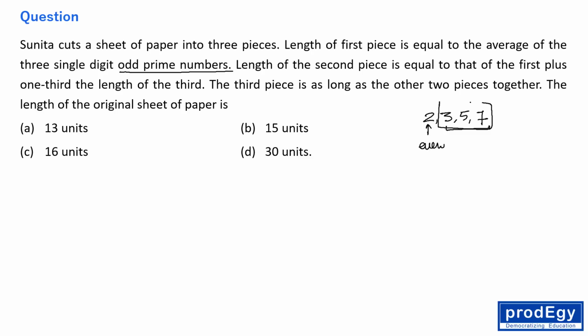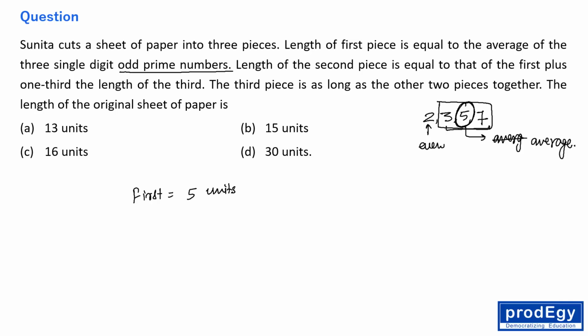So 3, 5, 7. The average of 3, 5, 7 is 5. So this is the average, and this will be the length of the first sheet. So the length of the first sheet will be 5 units.